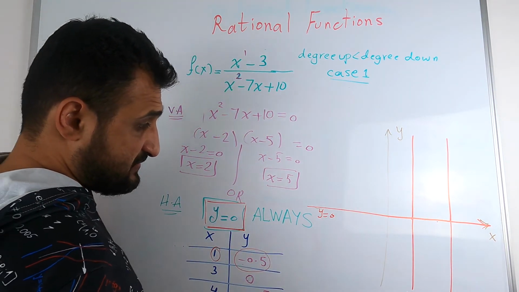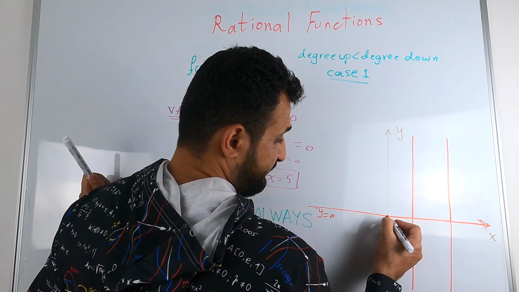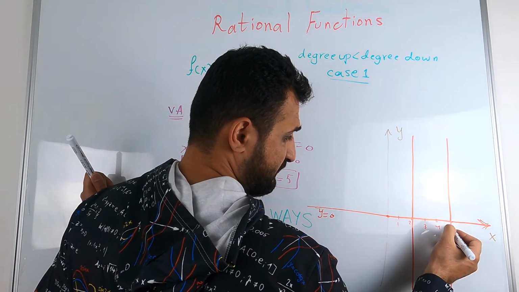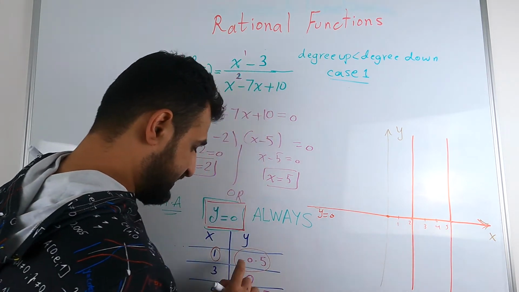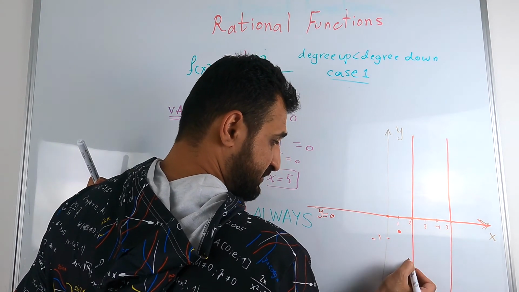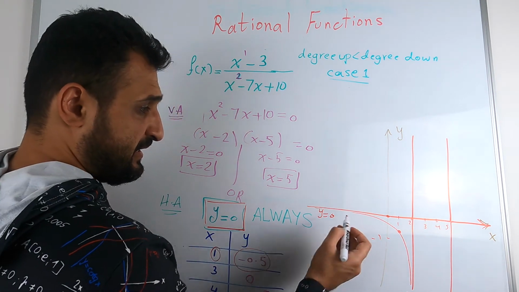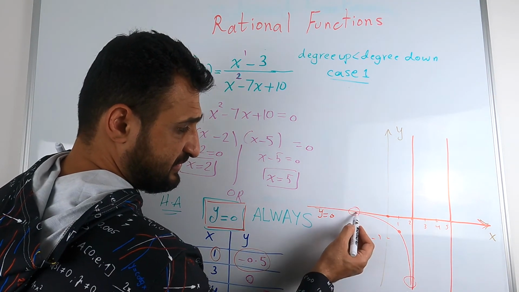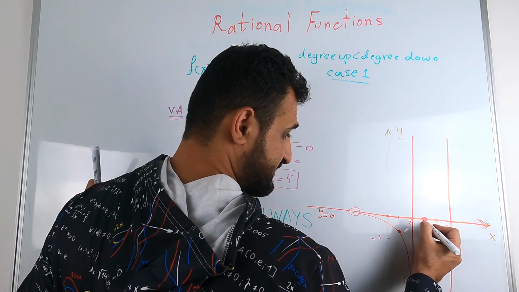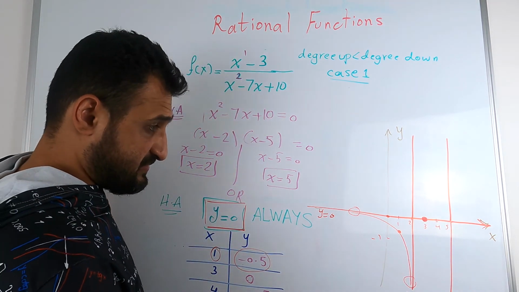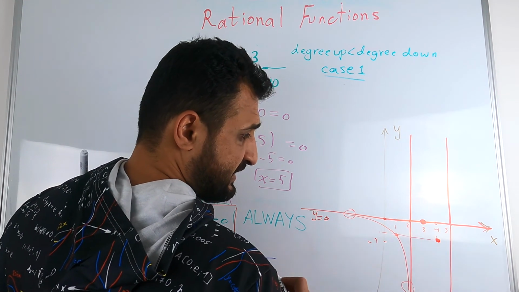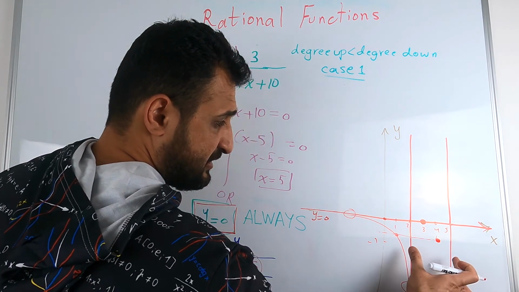X is 1, y is negative 0.5. So this is 1. 2, 3, 4, 5. X is 1, y is negative 0.5, which is the same as negative 1, so negative 0.5 is here. That means my graph will be here. Remember, the asymptote shouldn't intersect or touch the graph. X is 3, y is 0, this is very easy, which is here. X is 4, y is negative half, which is here. So it will be between these two asymptotes.